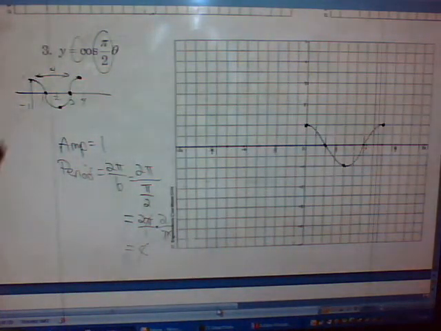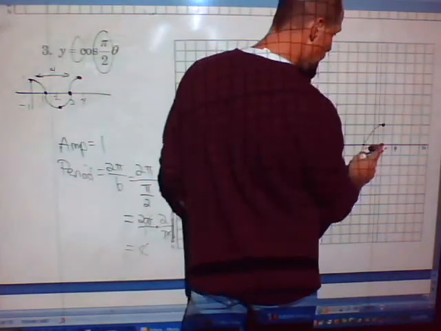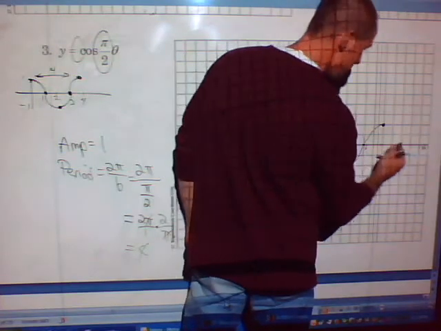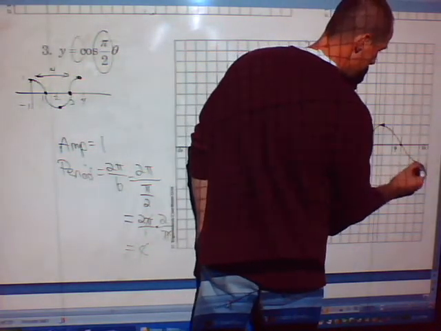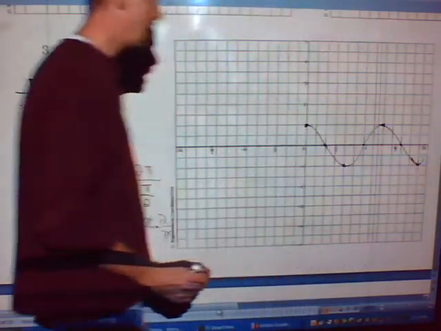Good. And then it's going to continue at the same interval. So if this is 4, at 5, we would be back at 0. And then at 6, we'd be down at the negative. Okay. And then here we would be on our way back up as we head toward 2 pi.